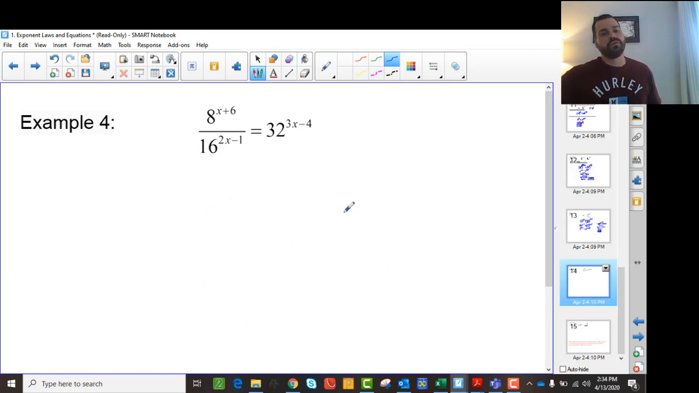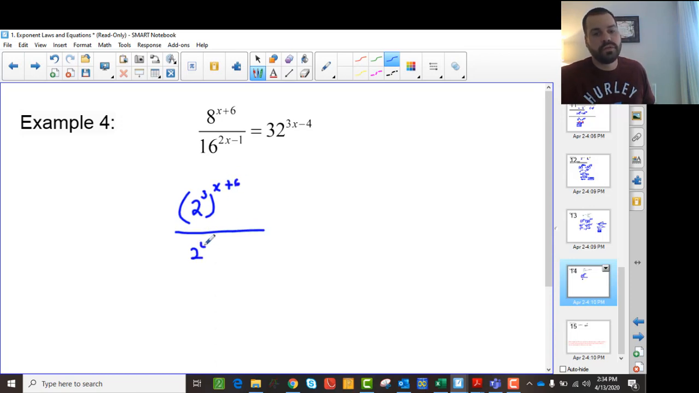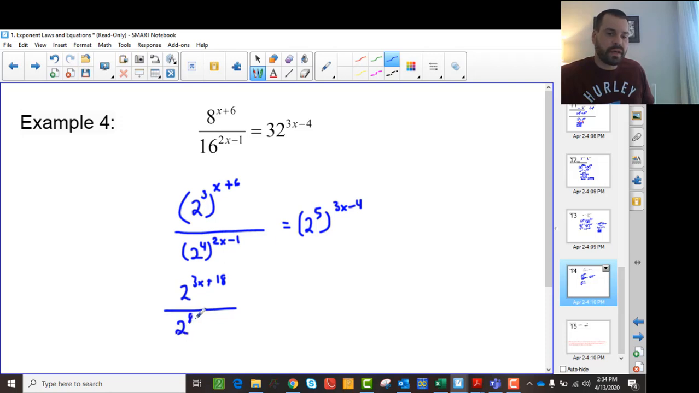Now, if we go a little further, you again can do these. This one's a little more complicated, but again, we look for a common base. So we're going to go 2 is the common base between 8, 16, and 32. 8's 2 cubed. 16 is 2 to the 4th. And then 32 is 2 to the 5th. So that gives me 2 to the 3x plus 18 divided by 2 to the 8x minus 4 is equal to 2 to the 15x minus 20.